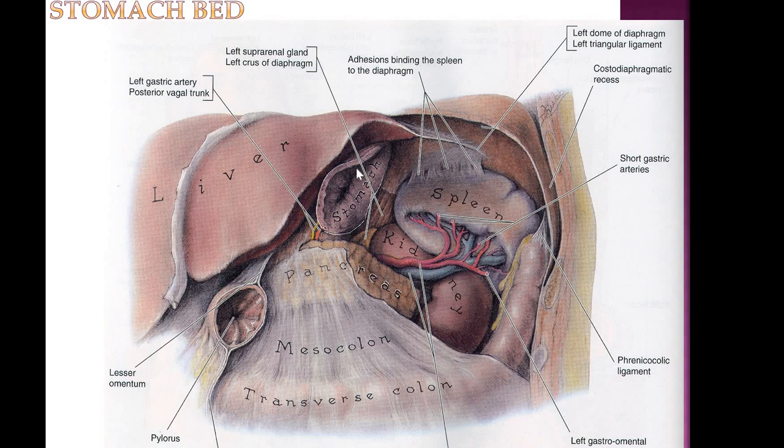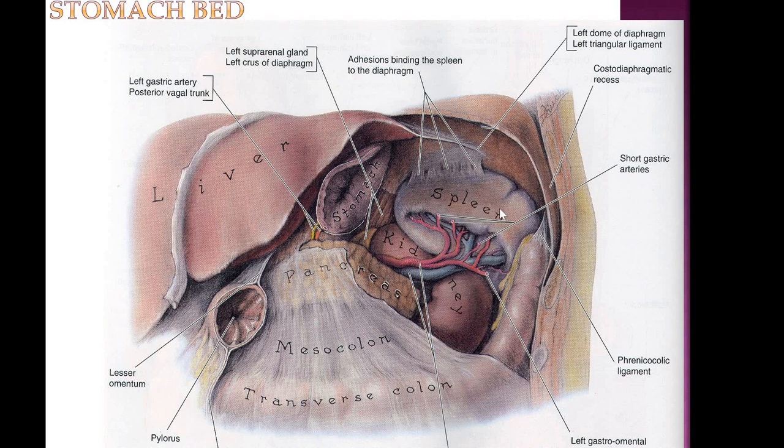This is the diagram after removing the stomach. After removing, this is the pyloric end and this is the cardiac end, and the structures which form the stomach bed. You see here, this is the left kidney, left suprarenal gland, diaphragm, then pancreas, transverse mesocolon, splenic flexure of colon, splenic artery. These structures are separated from the stomach by the cavity of the lesser sac.